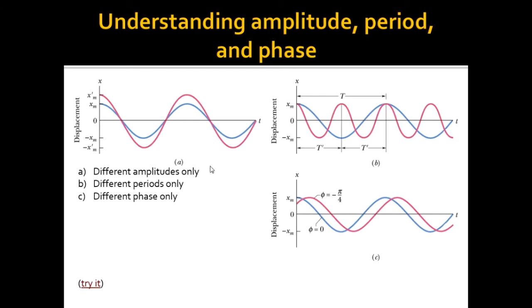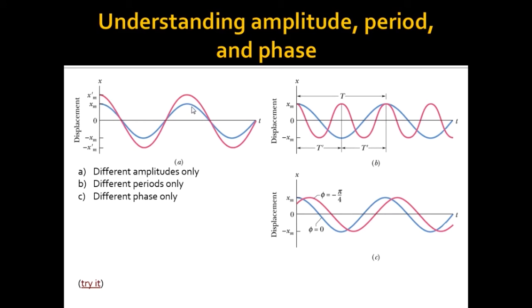All right, here's the next slide in the presentation. These three diagrams show comparisons of two different oscillations. The first one, we have different amplitudes only. So you can see here how far the oscillation displaces from the zero or the equilibrium point is different. So we say that the amplitude of the oscillation is different for these two. The amplitude being the displacement from the equilibrium point or the center point.